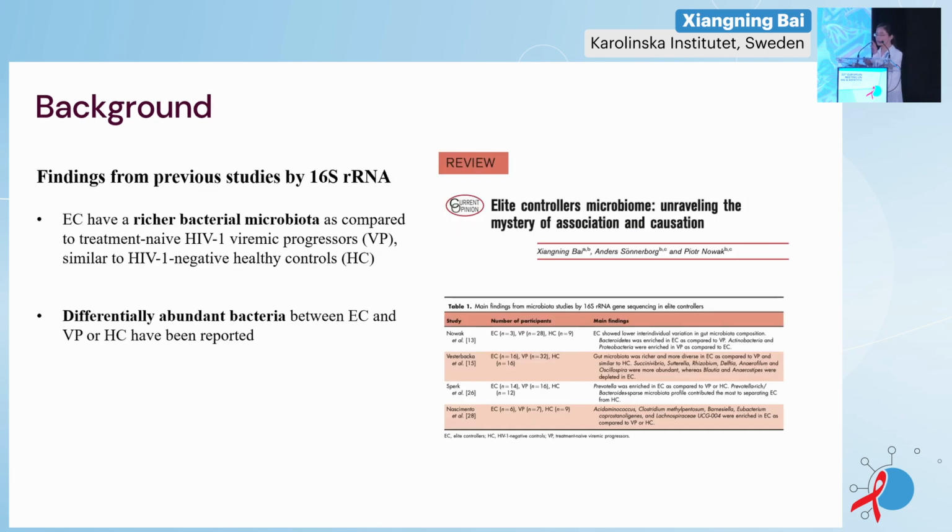Among the few studies which have used the 16S rRNA gene sequence, which we have reported in the recent literature, it has been shown that elite controls have a richer bacterial microbiome profile compared with treatment naive patients and also the healthy controls. And different studies have reported different abundant bacteria that are differentially abundant between the different groups.